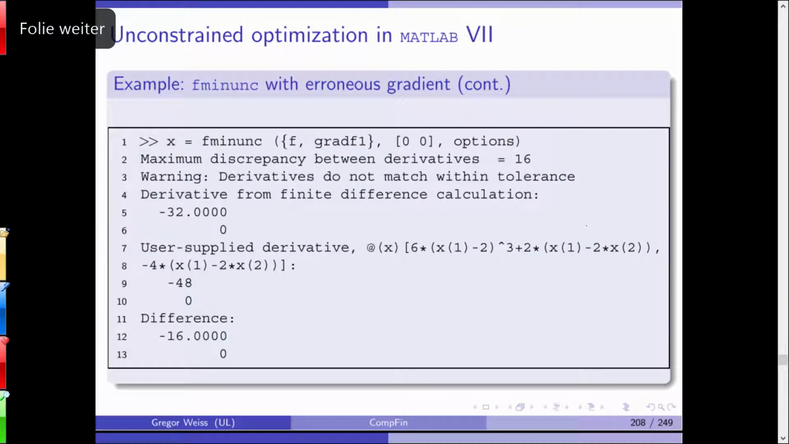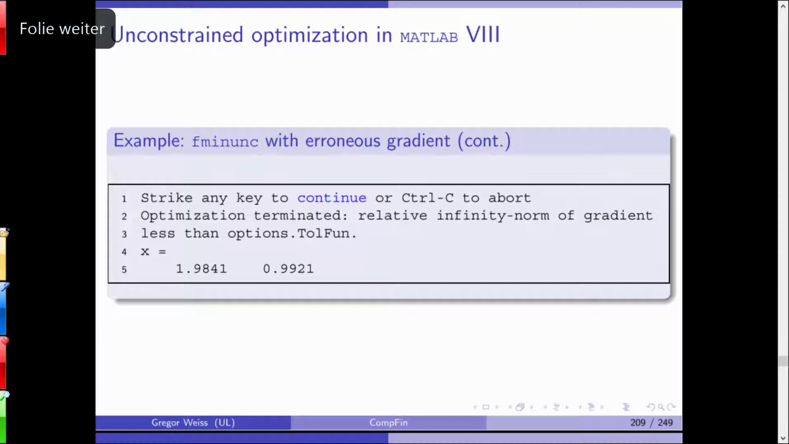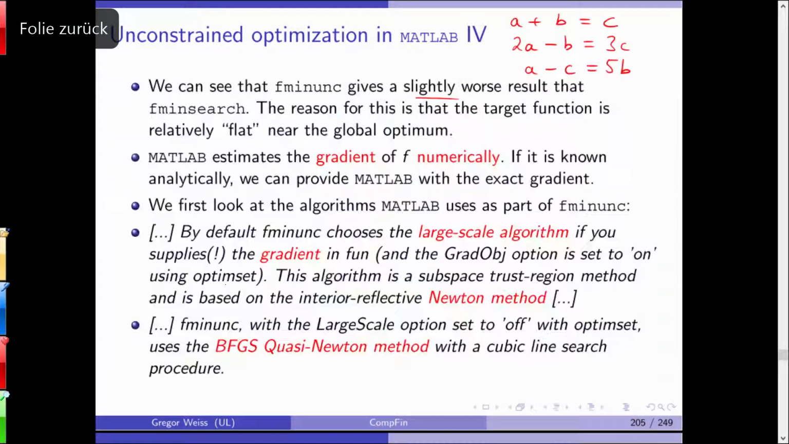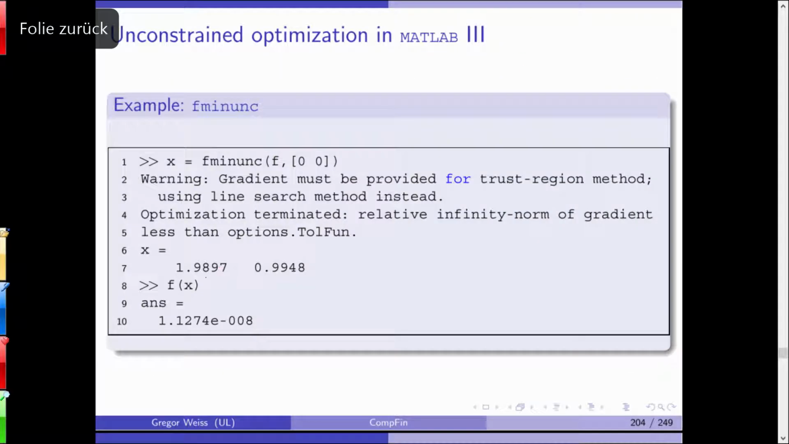Now see what happens. Maximum discrepancy between derivatives 16. Warning, derivatives do not match within tolerance. Derivative from finite difference calculation, user supplied derivative, difference minus 16. And then strike any key to continue. Optimization terminated, 1.9841. And let us see. It's even slightly worse than the previous solution.